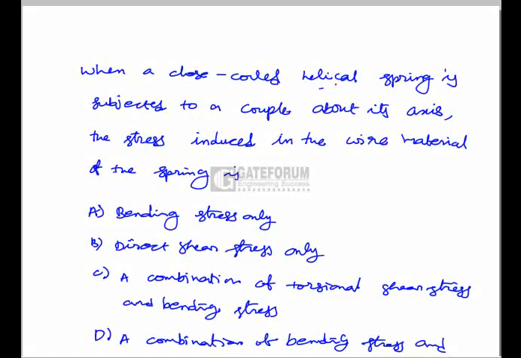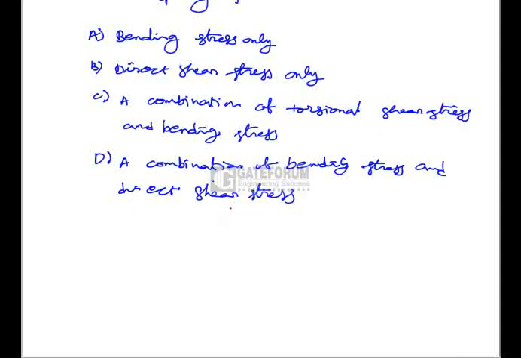A closed coiled helical spring is subjected to a couple about its axis. The stress induced in the wire material of the spring is, the options are bending stress only, direct shear stress only, a combination of torsional shear stress and bending stress, a combination of bending stress and direct shear stress. When a closed coil helical spring is subjected to a moment, it is subjected to bending stresses only. So the right answer is A.